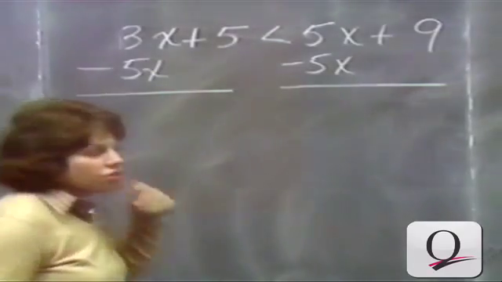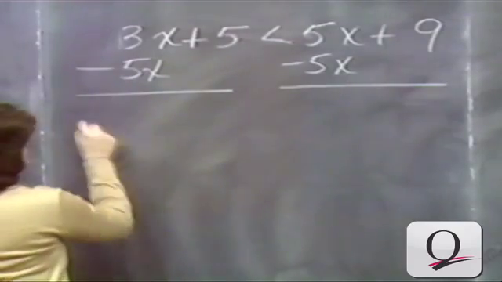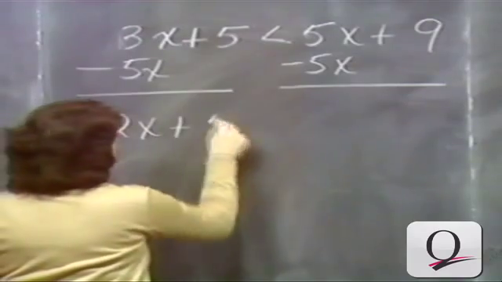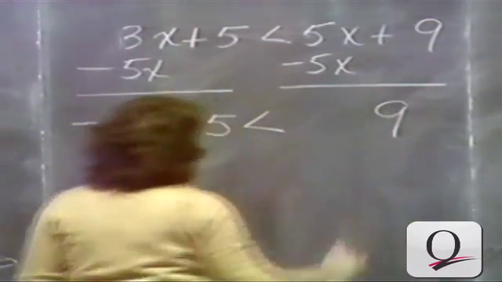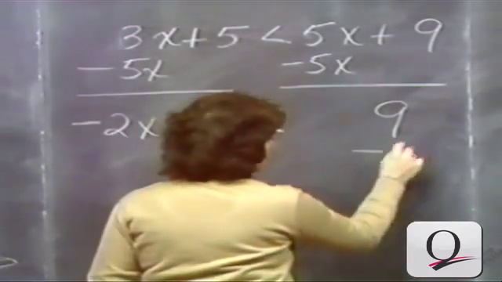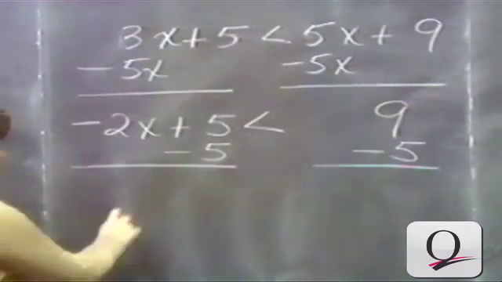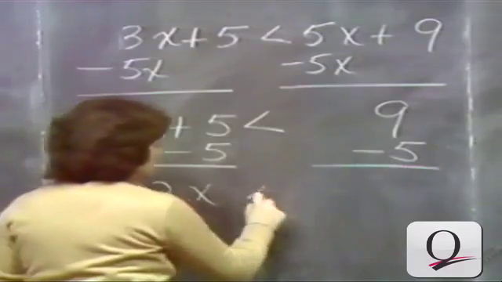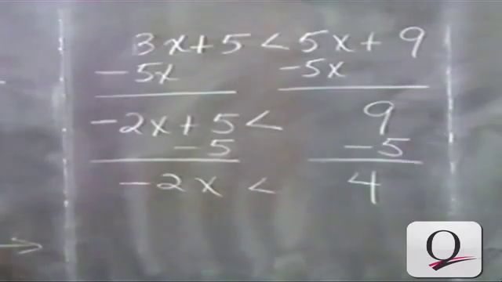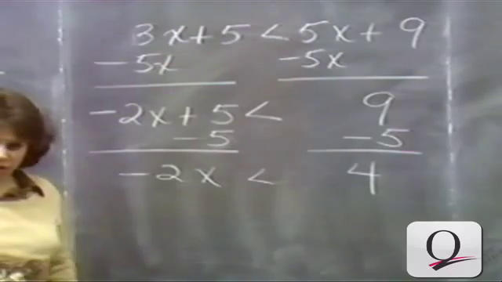Remember, our aim is to get all the terms with x on one side, all the constants on the other. This gives us minus 2x. 3x, take away 5x, that's minus 2x plus 5 is less than 9. Now I'm going to subtract 5 from both parts, giving us minus 2x is less than 4. Now we would like to divide both sides of the inequality by minus 2 so that we can get x alone. That's when you have to be careful.